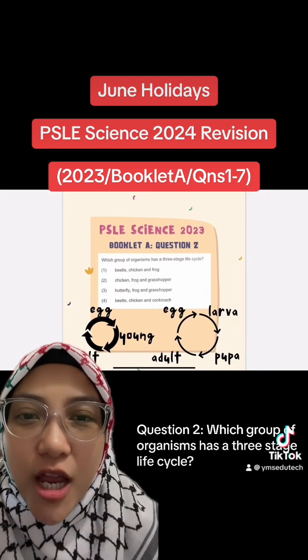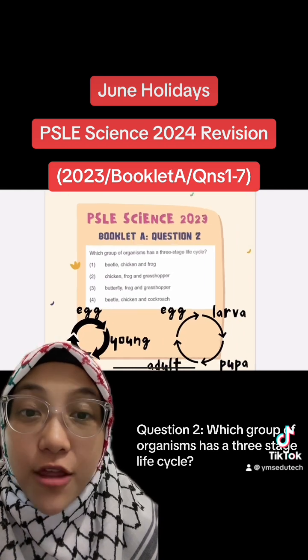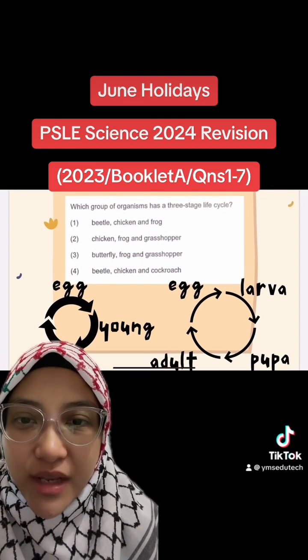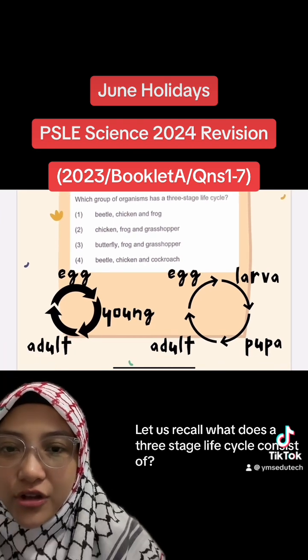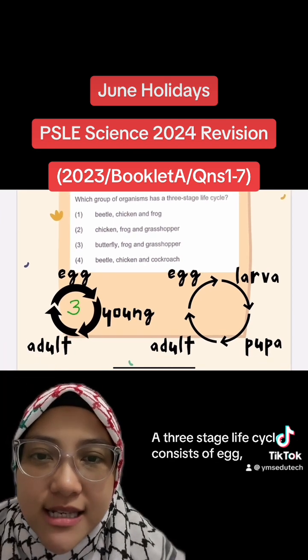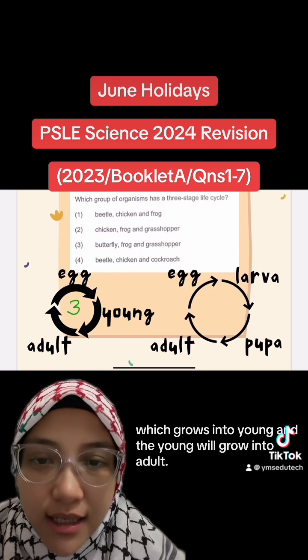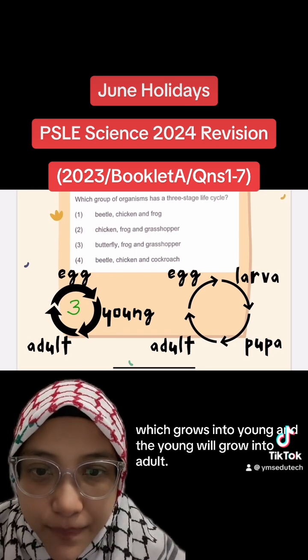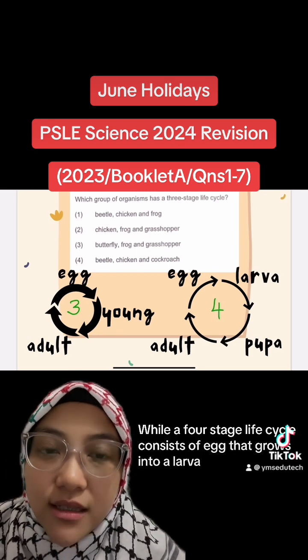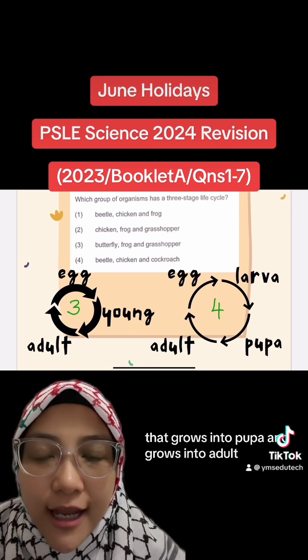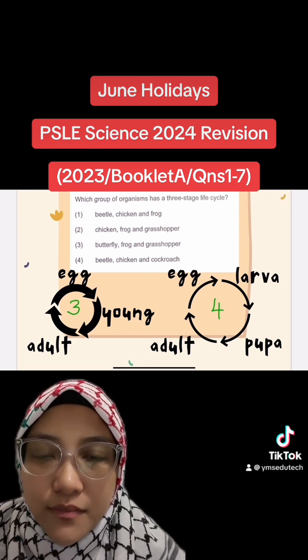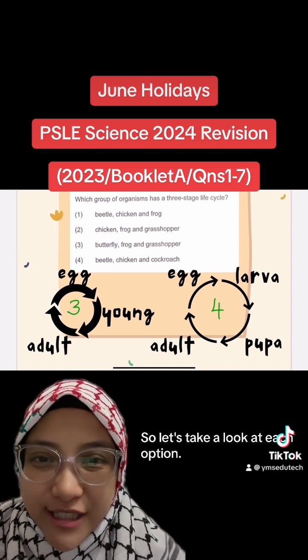Question 2. Which group of organisms has a 3-stage life cycle? Let us recall, what does a 3-stage life cycle consist of? A 3-stage life cycle consists of egg, which grows into young, and the young will grow into adult. While a 4-stage life cycle consists of egg that grows into a larva, that grows into pupa, and grows into adult. So let's take a look at each option.